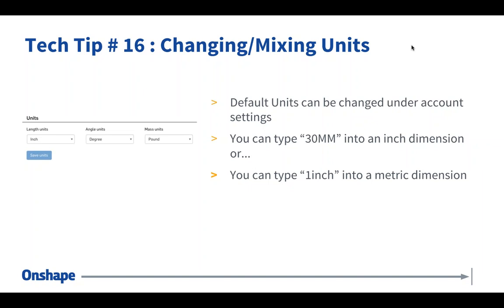How do I change Onshape's default units? How do I change the units of a specific document? And how can I enter units that are different than that document while sketching or while editing values? And you can do all of these things. You can change the defaults, you can change the document units, and you can mix the units within a single dimension.